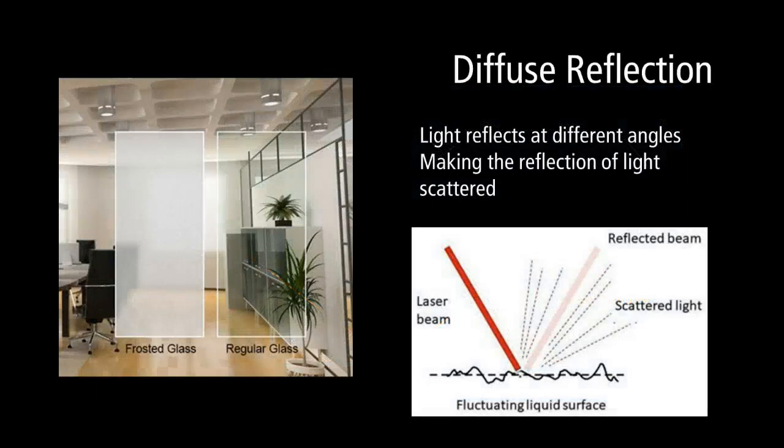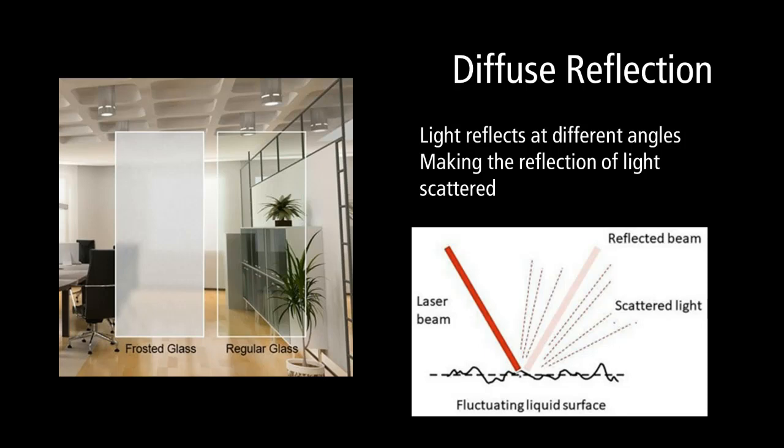Another type of reflection is called diffuse reflection, and this is when light reflects but at different angles. It's due to the fact that the surface is not flat, it is a rough surface, and this makes the reflection of the light scattered. So the light beam comes down, and it reflects in a scattered manner because the surface is rough and doesn't bounce in a clean reflection.